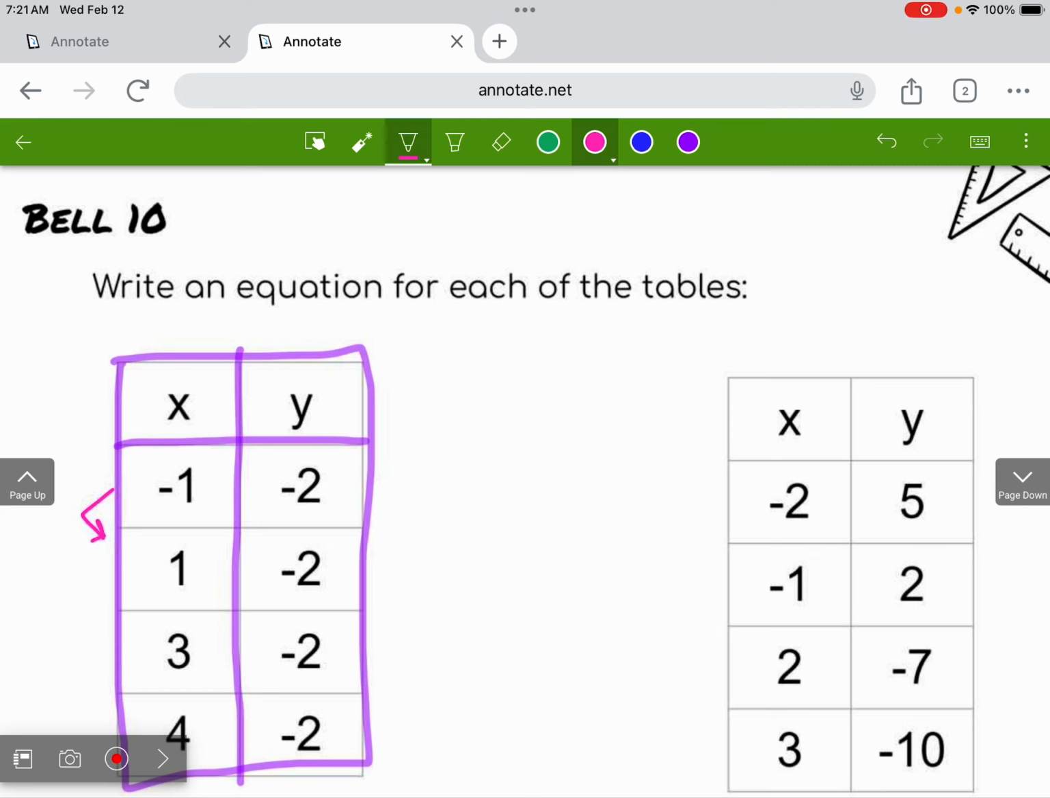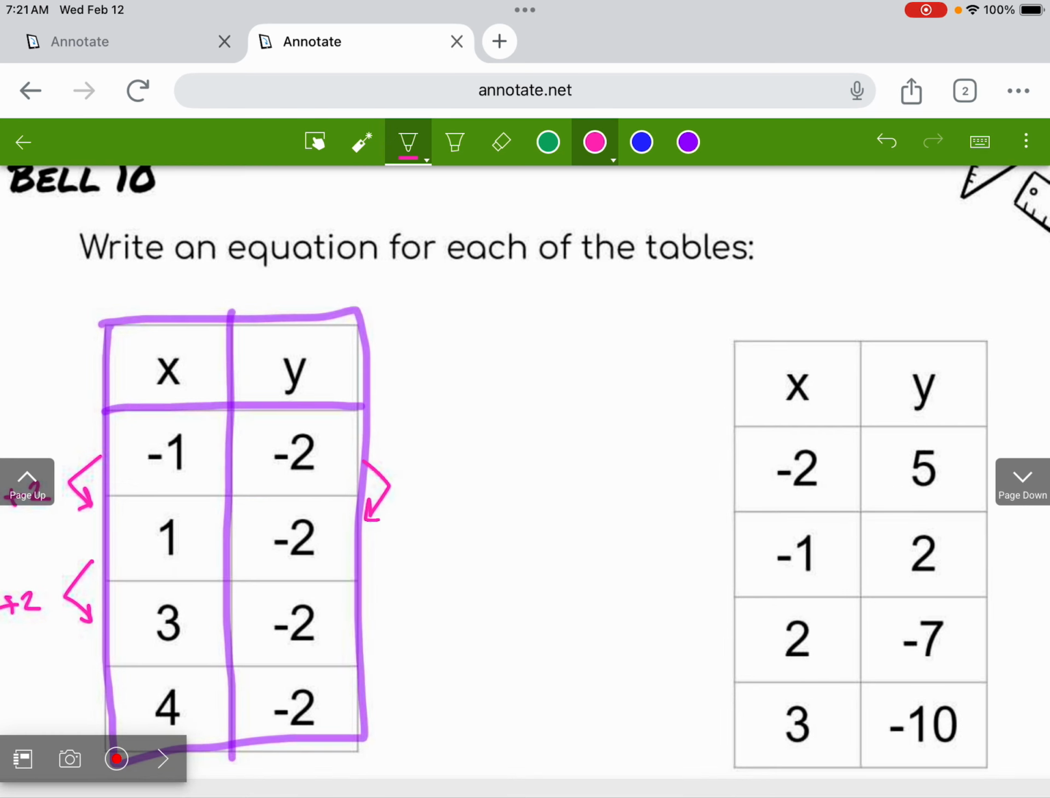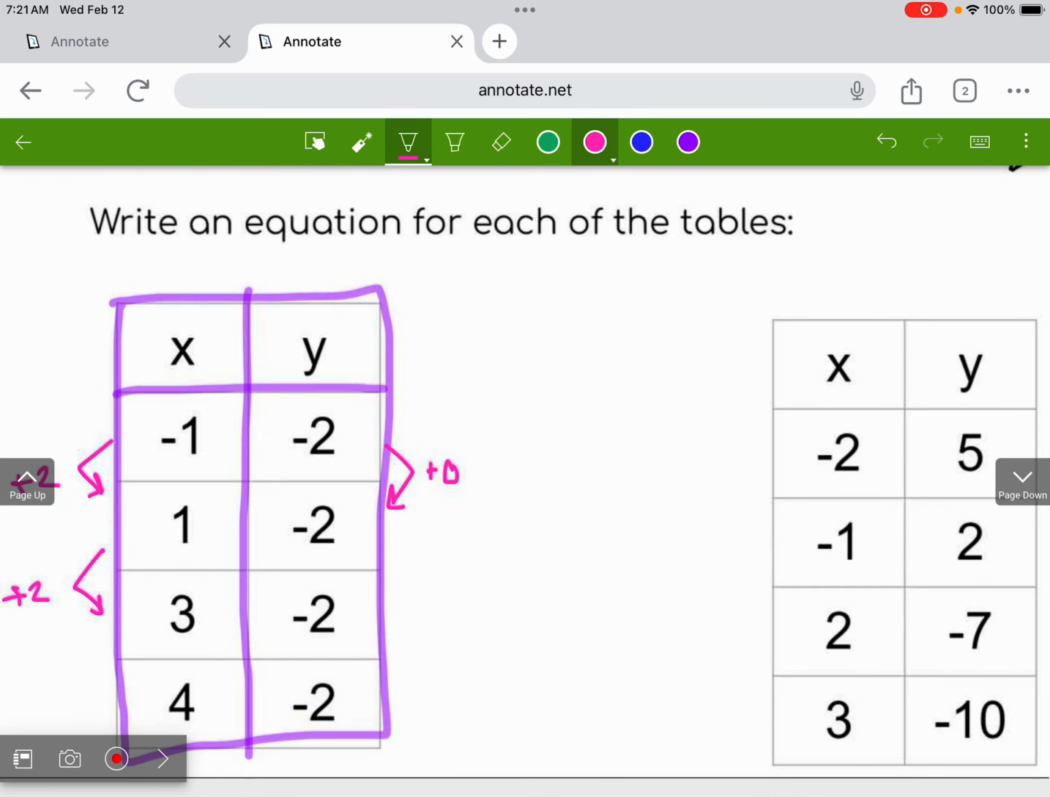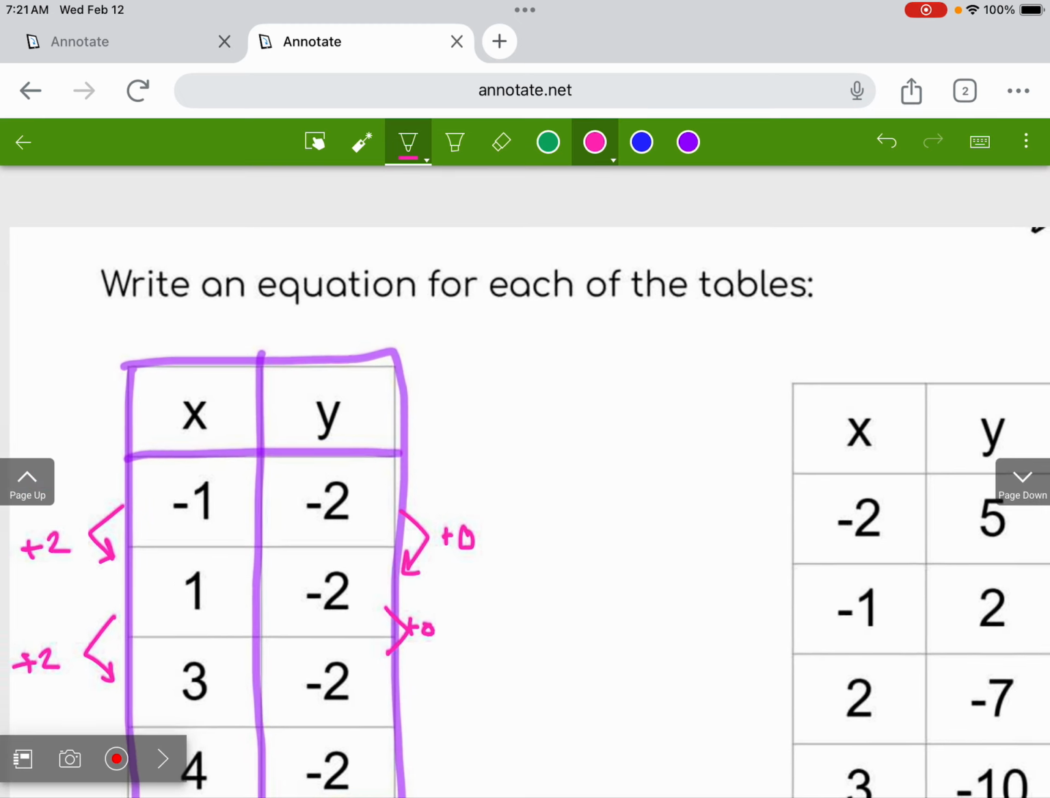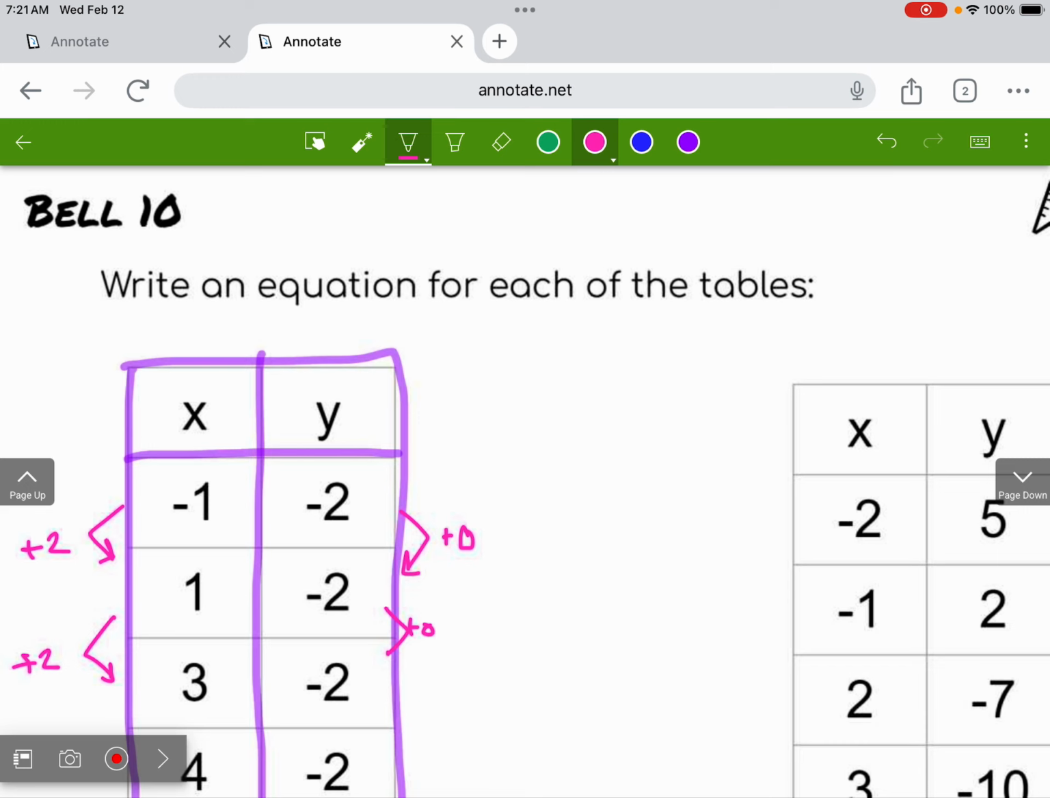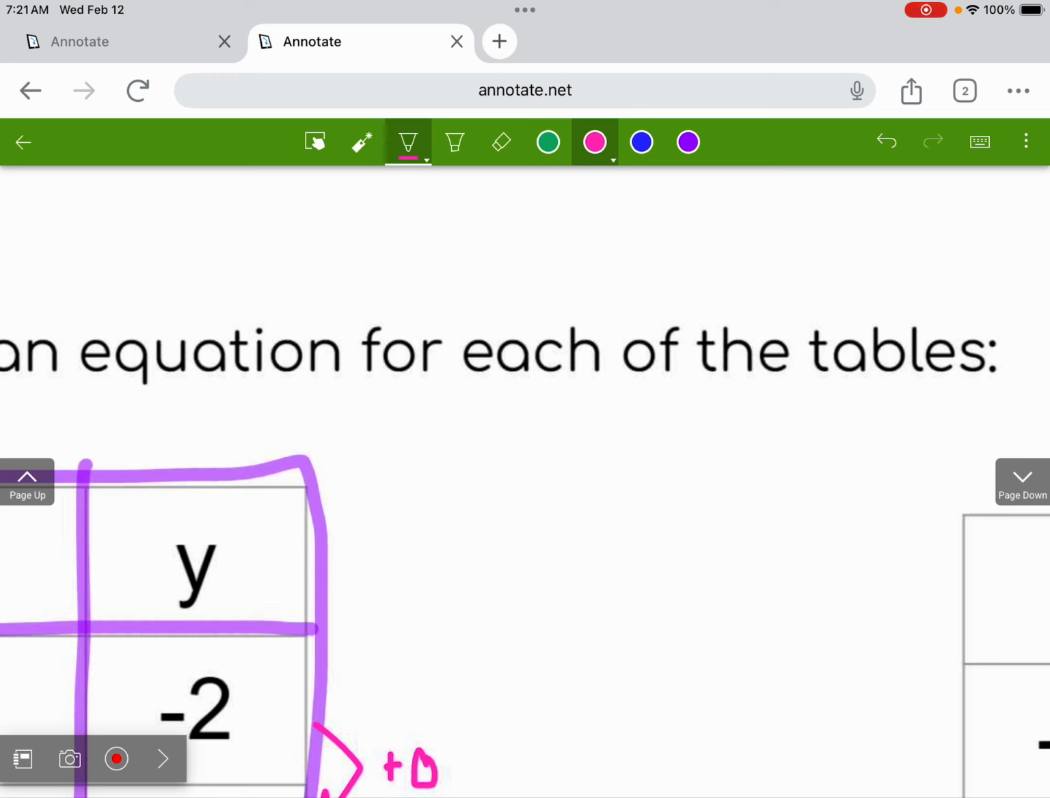So we notice that our x's are changing by +2. This guy was a +2. How are our y's changing? By nothing. So you can think of it as a +0. This one also changed with +0. So how is that going to help us? What do we learn from the change in the y's and the change in the x's? Why do we want to know that?